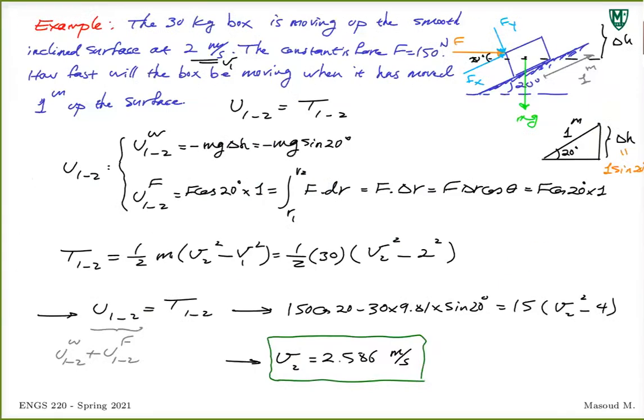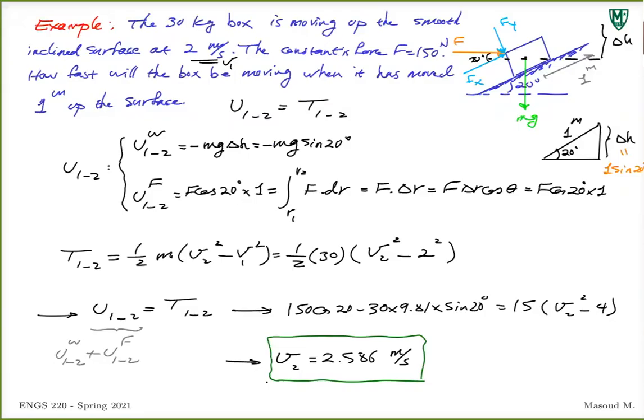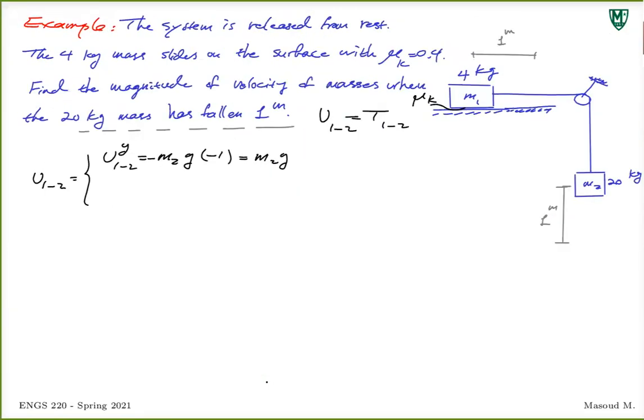Again, going back to what I said here. Positive if the height decreases. That's the case for now. It becomes m2 g. That's pretty much it for gravity. We don't really have any spring in the system. So that's that. We are still calculating the left side of the equation.